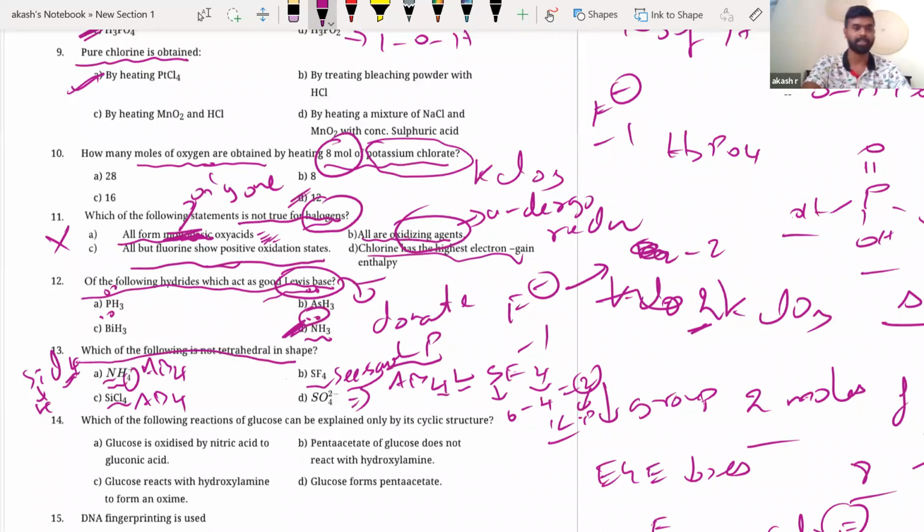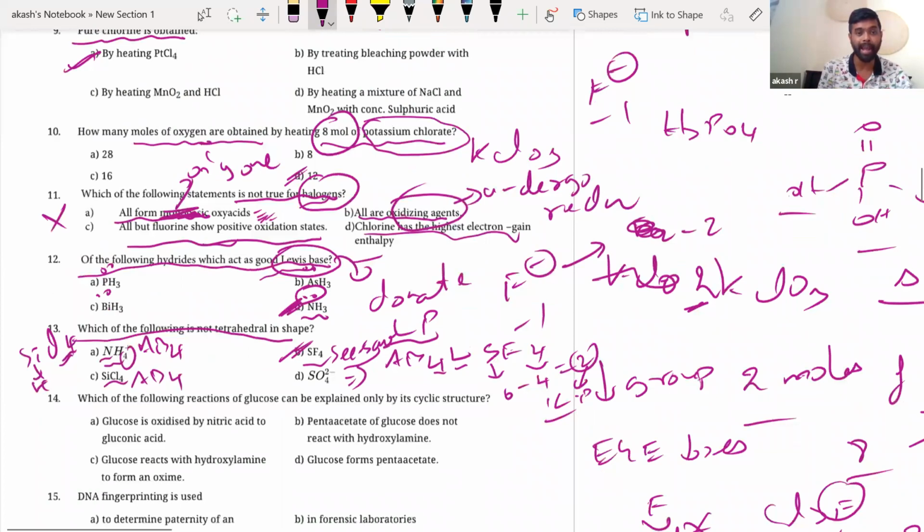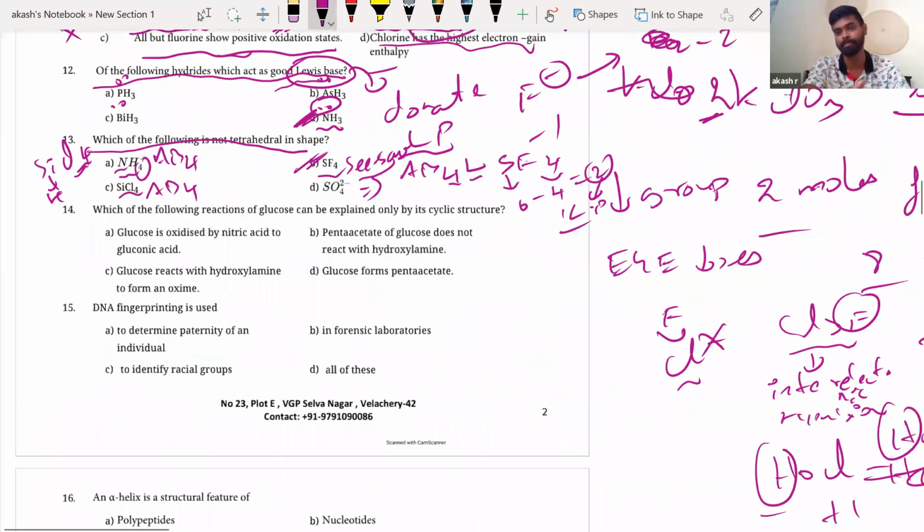Next, which of the following reactions of glucose can be explained only by its cyclic structure? I think you attended the class last time. You know that even though glucose has an aldehydic group present in it, some reactions given by an aldehyde are not given by glucose. One example was your 2,4 DNP test. The 2,4 DNP test was not given by glucose, even though it has aldehyde. So that can be explained only by your cyclic structure.